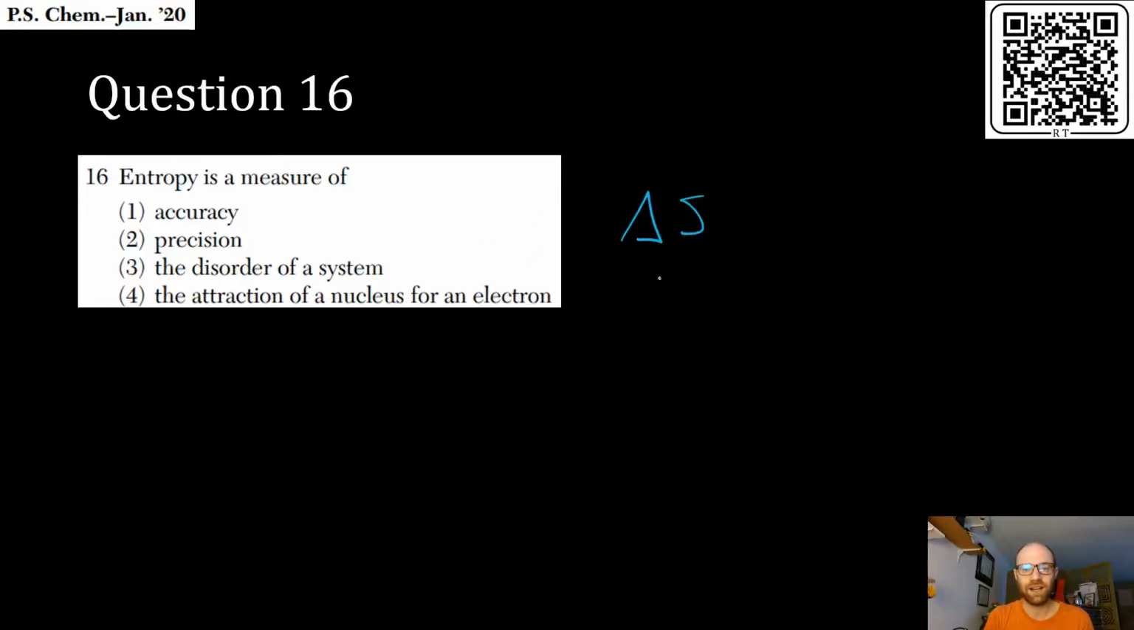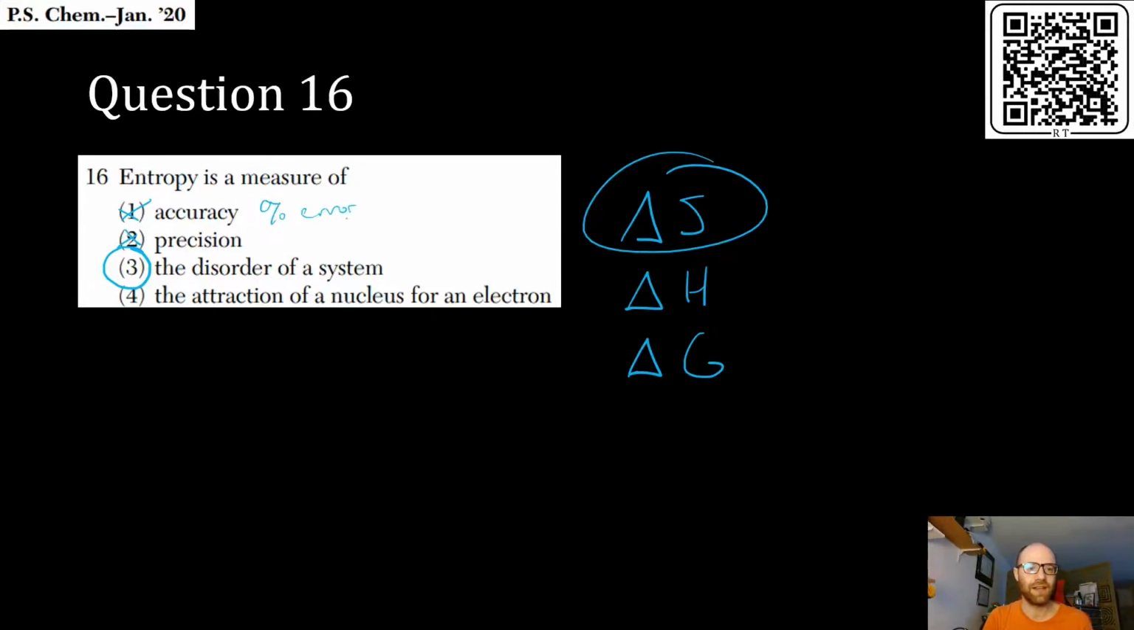So we've got a couple of different deltas that we can look at depending on what you've learned. This one is your entropy. It's a measure of disorder of the system, of randomness. It's really a measure of free energy, but let's not get too much into the definitions there. It's not accuracy, it's not precision. This would be percent error, and this would be standard deviation.